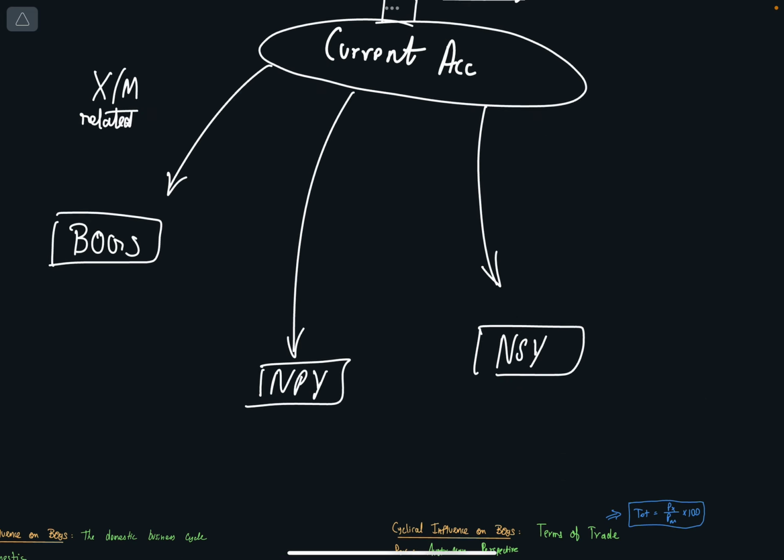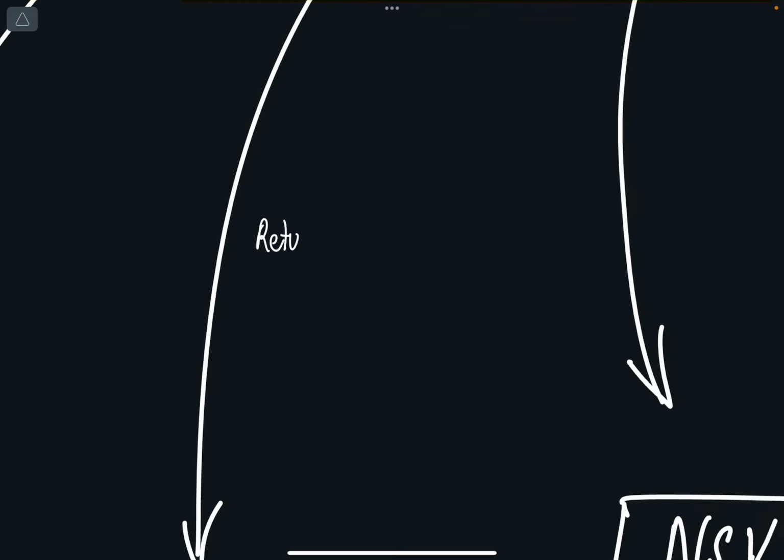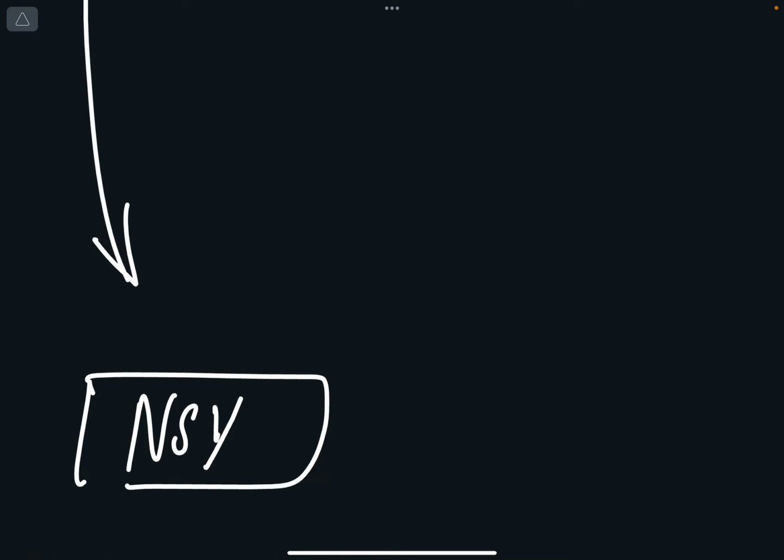And then what's NPY? NPY is the net primary income. So net primary income, and this is the net secondary income. So the net primary income is interested in returns on financial investments. All good. And then the NSY is all other miscellaneous earnings.